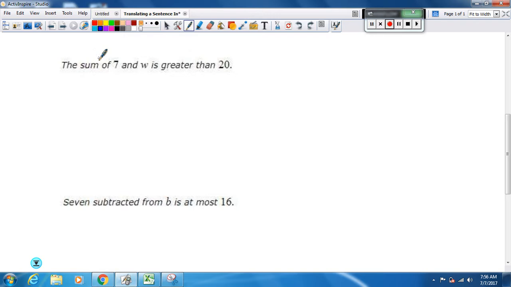This one, sum means add, of 7 and W is greater than 20. Okay, the word and, what's on either side of that, that's where you put your plus. So the sum of what? The sum of 7 and W is greater than 20.